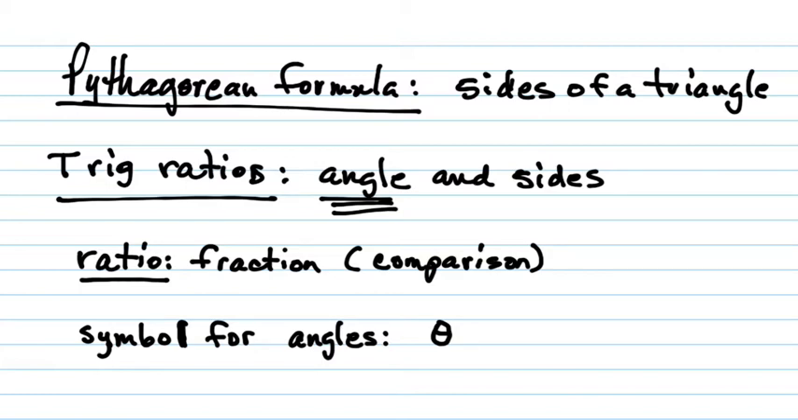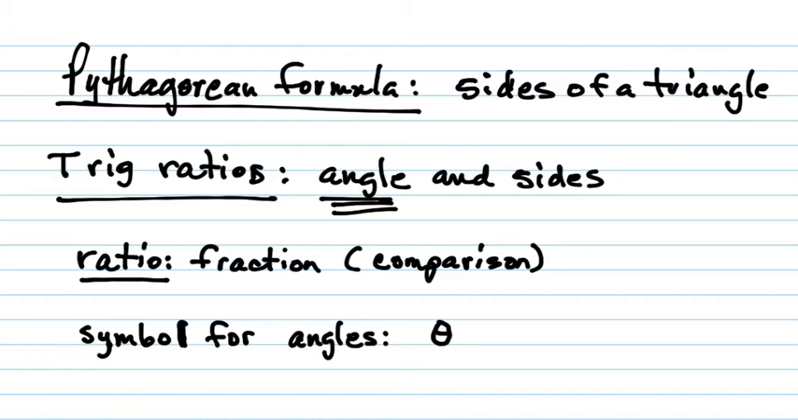Okay? So, when do I use the Pythagorean formula? When we're dealing with all sides. When do I use the trigonometric ratios? Angles and sides, right? You're going to have one angle and then some sides.